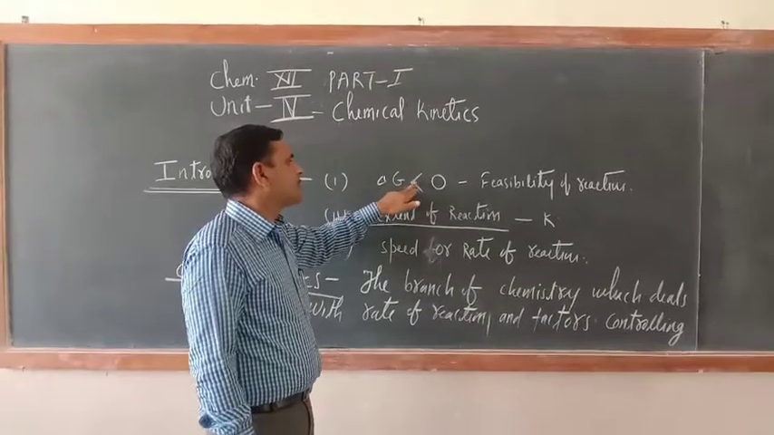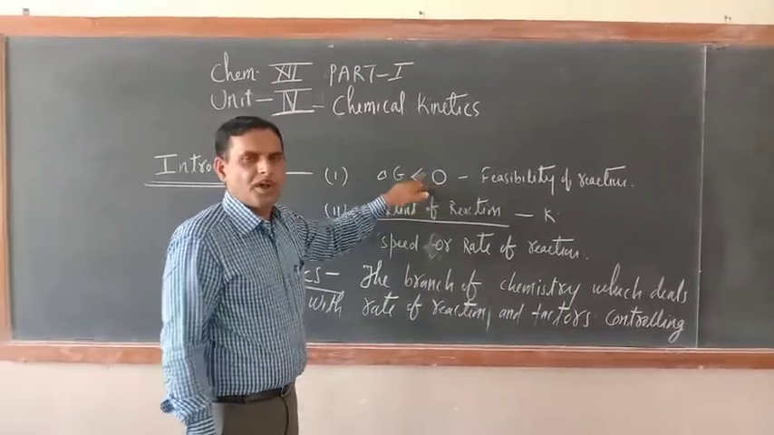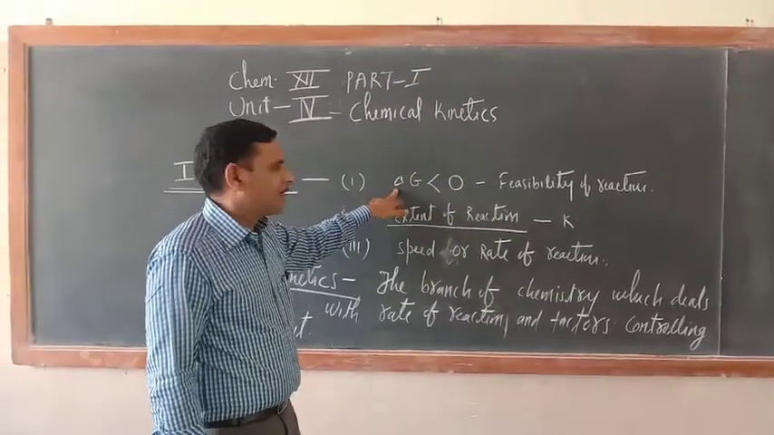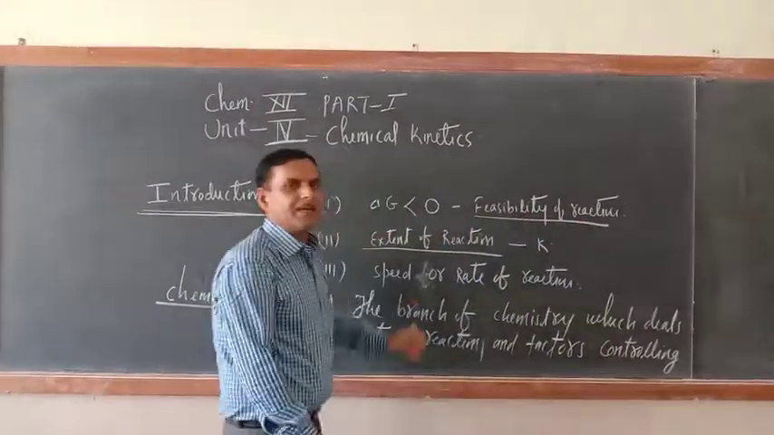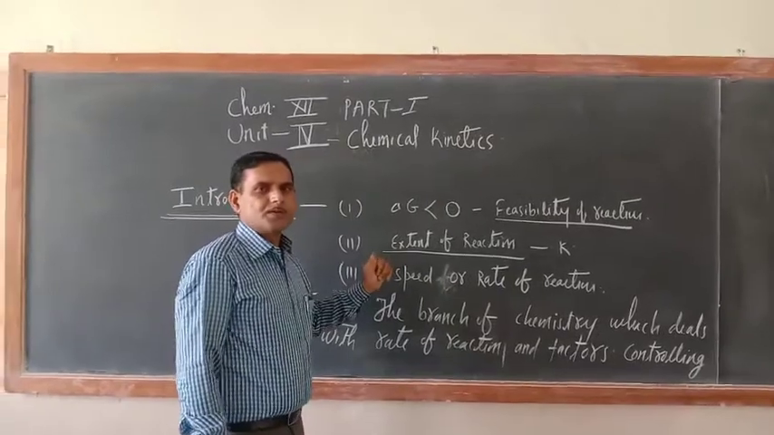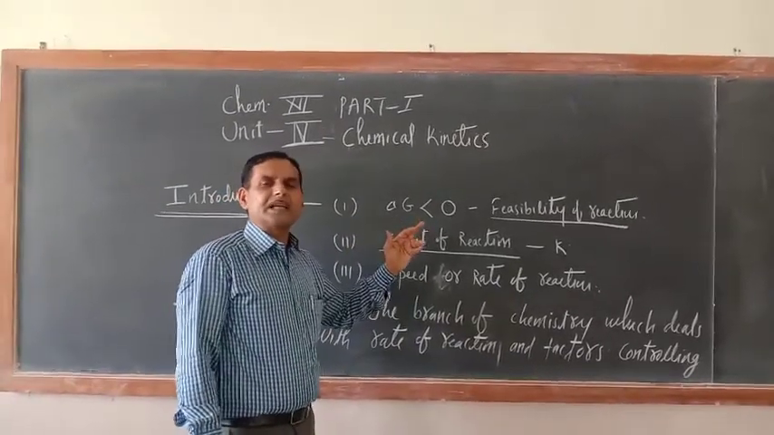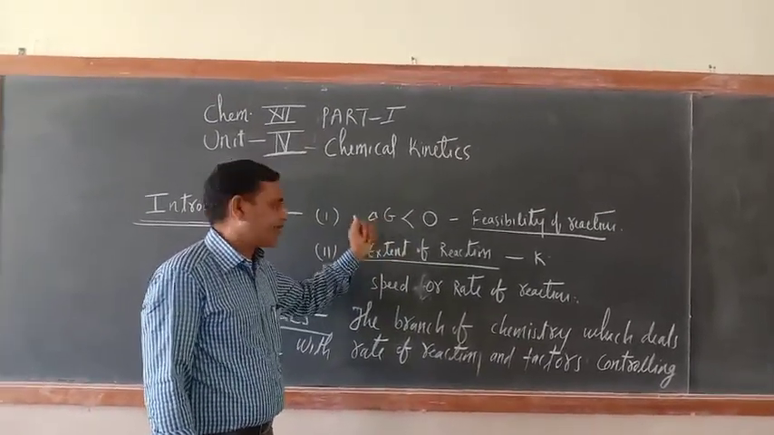Delta G should be smaller than 0. Means delta G value should be negative. If delta G value is negative, then only the reaction will be feasible. So to check the feasibility of a reaction, delta G value should be negative.